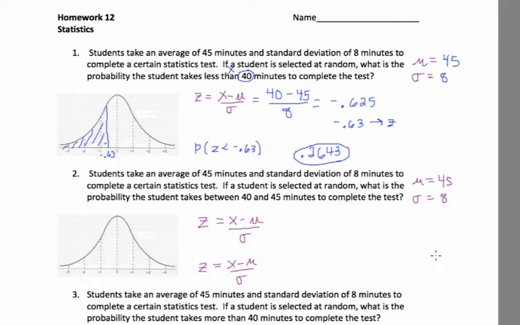Number 2 has the same mean and standard deviation. We want to know what is the probability that the student takes between 40 and 45 minutes to complete the test. So these right here are our two data values, our two x's. And we need z-scores so that we can look at them on our picture and then on our table. So we're going to turn those data values into z-scores by using that formula. And we've already done this one.